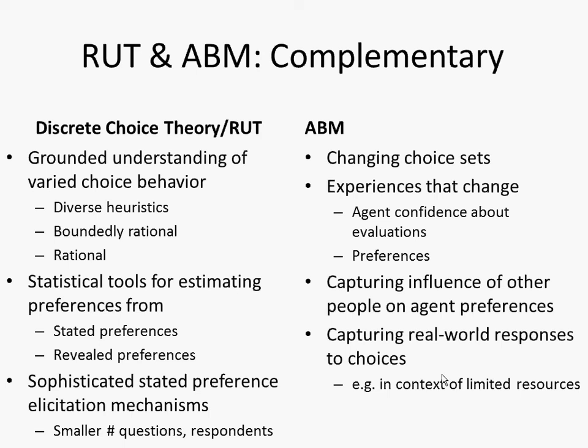Agent-based models can capture experiences that change agent confidence about evaluations or preferences. Think about someone, so I have a colleague at Michigan, Liz Brewer, and she studies, among other things, people's mate selection behavior. And one of the things she spends time thinking about as part of this is people's use of different ways of trying to find a mate in life. So, to what degree, yes?